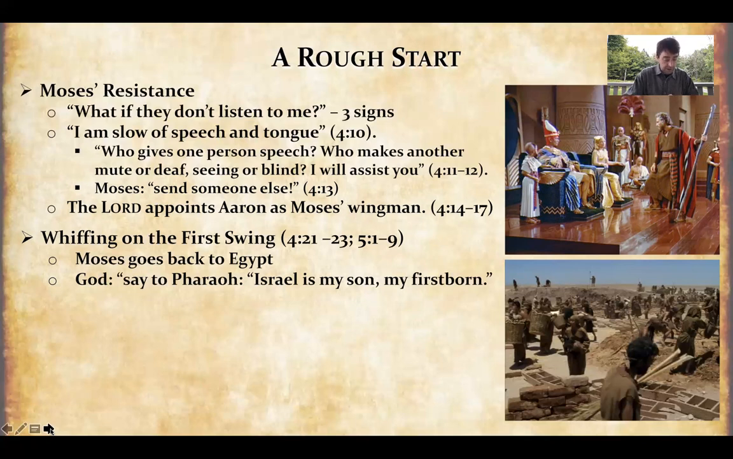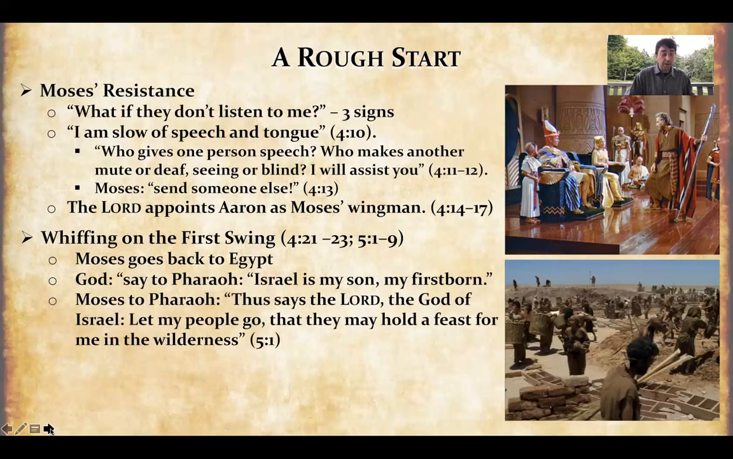So these are the instructions that God's given to him. So keep that in mind. That's what God said to say to Pharaoh. What does Moses actually say to Pharaoh? Thus says the Lord, and there's the holy name. Thus says I am the God of Israel. Let my people go, that they may hold a feast for me in the wilderness.